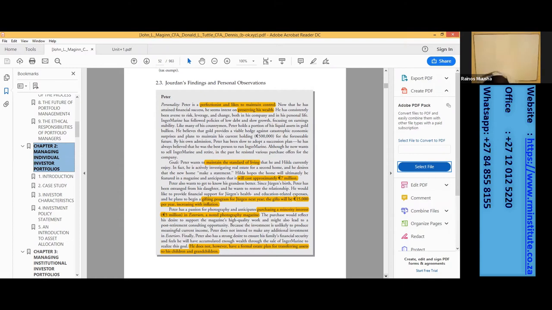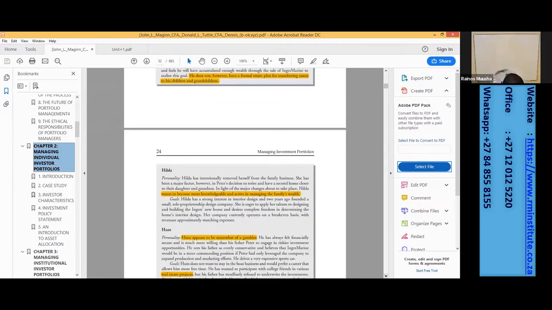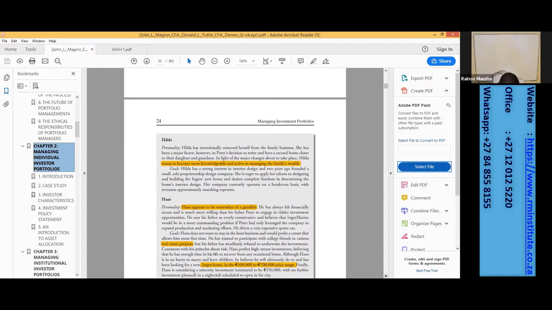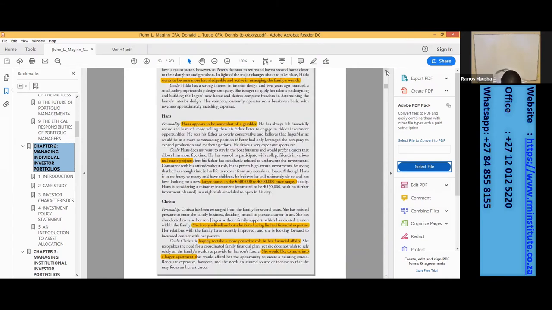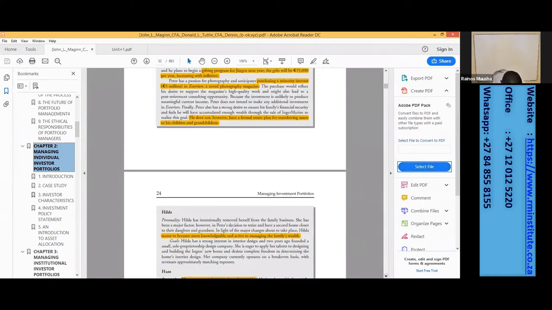The next thing that we need to take note of in this case study is the financial advisor's findings on the personality types of the different family members. They give us the personality types of Peter, and also of Hilda, Hans, and Krista, right? We are going to look at these in detail when we look at the different personality types that we're going to assign to each individual. So we're going to come back to this in the next session when we look at the personality types.